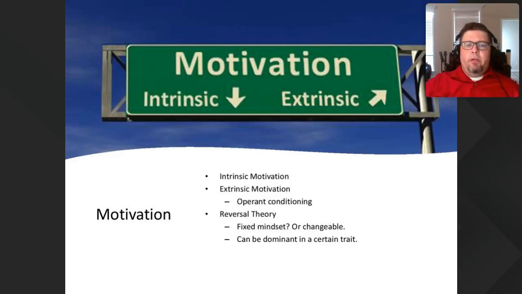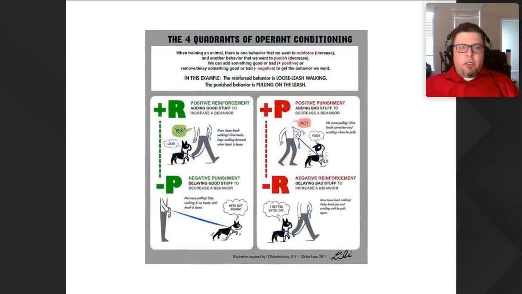So we might use some techniques that can build extrinsic motivation, and we'll look at operant conditioning for that. Another theory that's come out, which looks a little broader than operant conditioning, is reversal theory. This looks at fixed mindsets, or whether those mindsets are changeable, and whether we can have dominant traits in a certain domain. So I'm going to break those out, continue now.